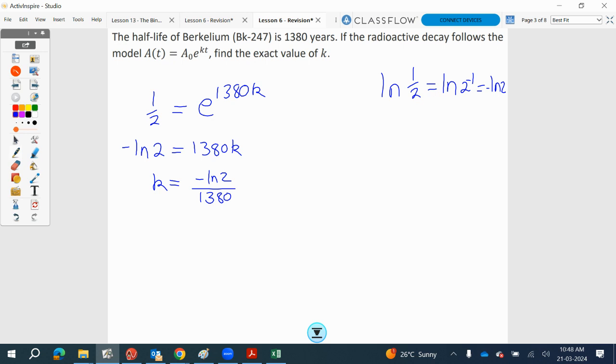You only put it over the half-life if the base is 2. You've not got a base of 2, you've got a base of e. So you have to compensate to find out what the appropriate value of k is. Sorry, if the base is a half.